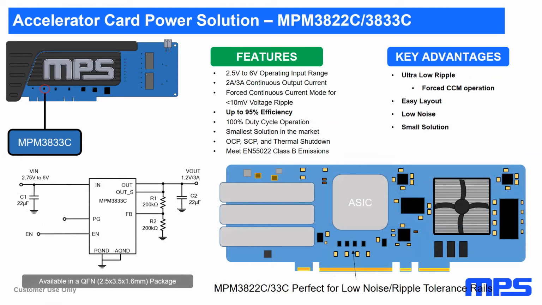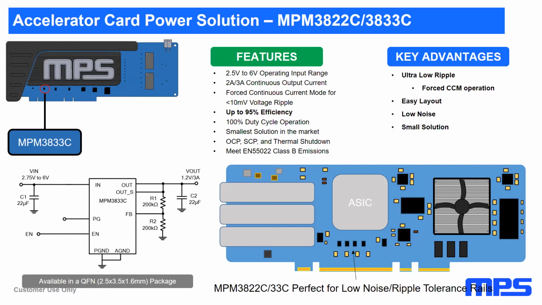Our 3822C and 33C are a 2 amp and a 3 amp device, and these have been very, very popular, very high runners for us here at MPS. They only have 1.6 millimeter height, so now we can also place those on the backside of the board. We've seen these widely used because of the LDO replacement model that we've been able to attack with it. They're a terrific solution for the aux rails, but really the LDO replacement, because with their forced CCM operation, we're able to have very small ripple and low noise performance.